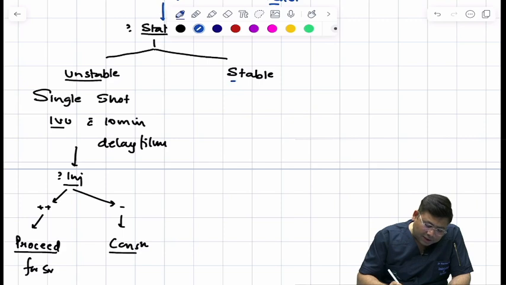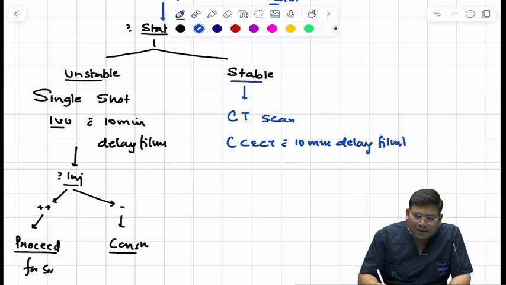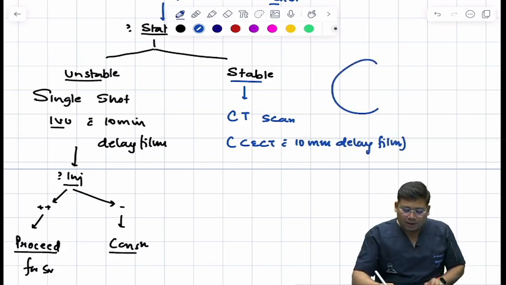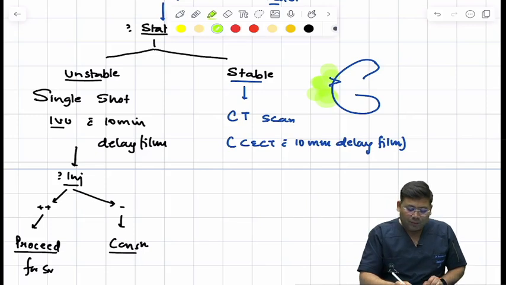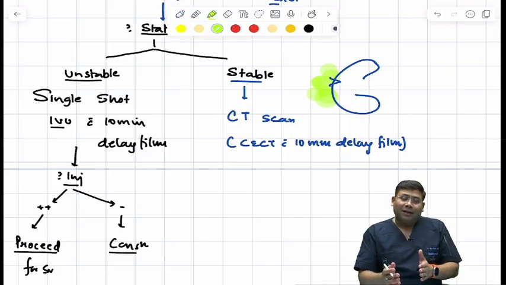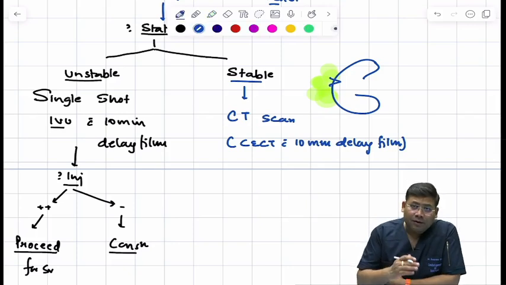If the patient is stable on the other side, you will have to go for CT scan. So CECT with 10 minutes delay film. Now why this 10 minutes delay now? Remember, suppose you click a CT and right now the CT is showing you an injury like this with some hematoma here. You can say this is a perirenal hematoma, but to comment whether it is an expanding or not, you will again have to wait and recompare it.